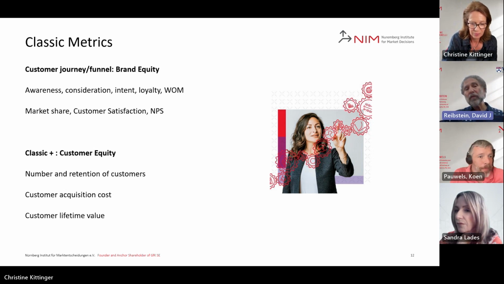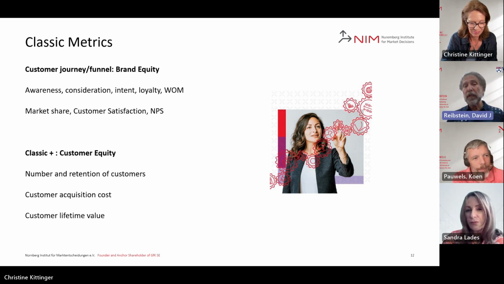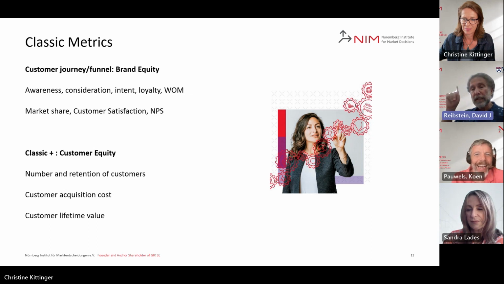But added to the customer journey and the marketing funnel, what we need now is to think about the number of customers that you've got and how you're able to retain those customers. And that leads us into thinking about customer lifetime value. We could spend a lot of time on that, and Koen's going to continue to take you through it, as I now have to run to my next meeting. So take us through the rest of this.